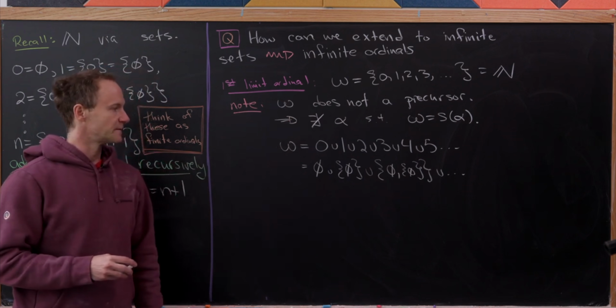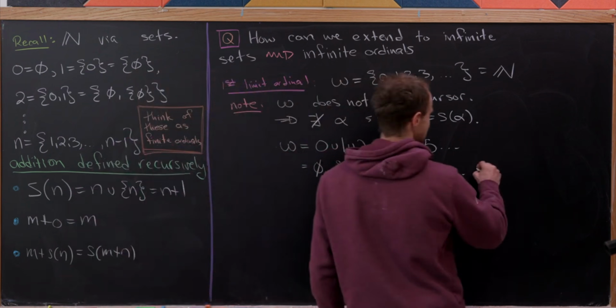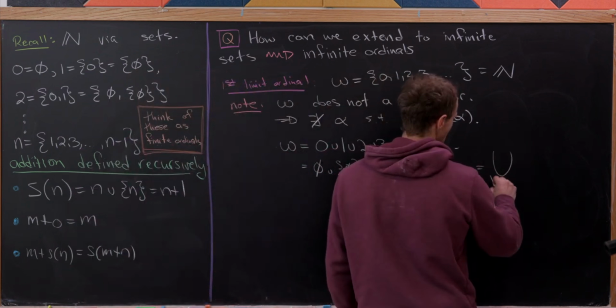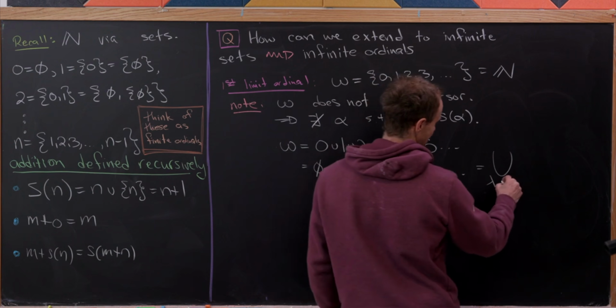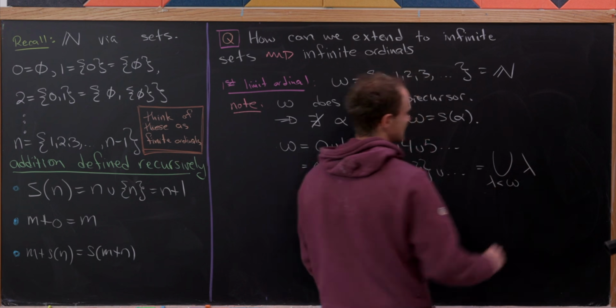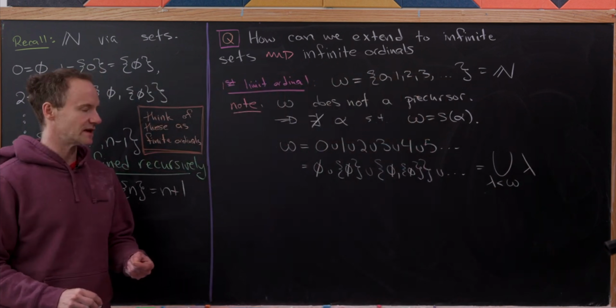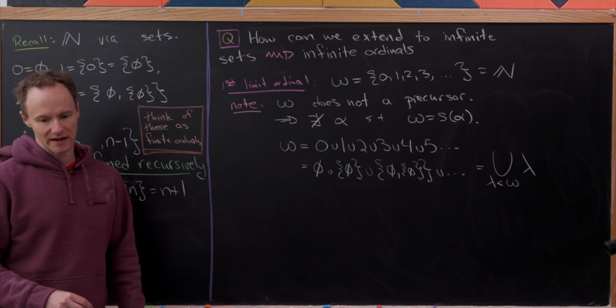And then maybe furthermore, let's notice that this is in fact equal to the union of all ordinals lambda that are less than omega. So what do I mean by less than here? Well, less than is simply contained inside of.